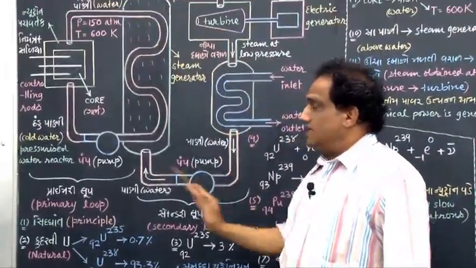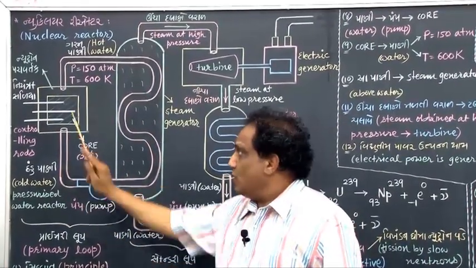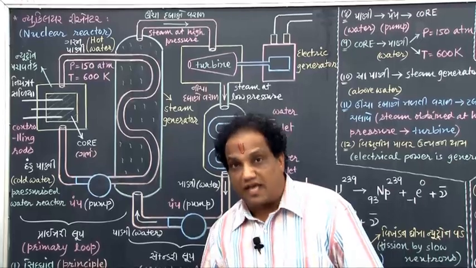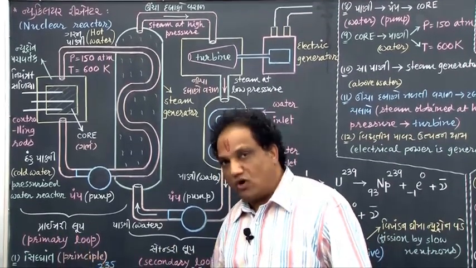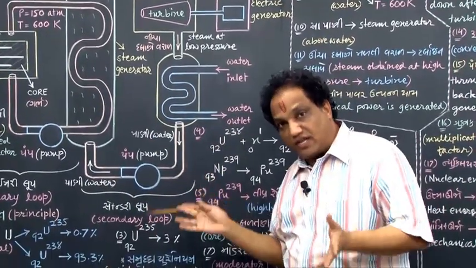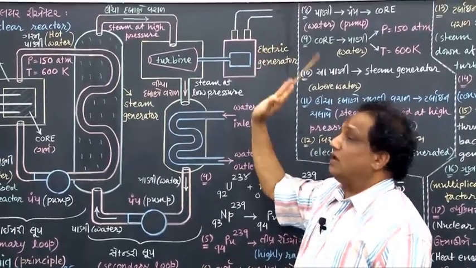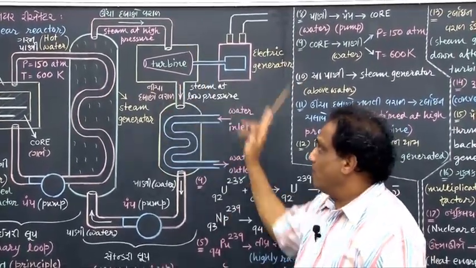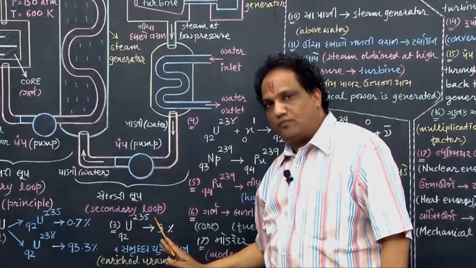My dears, in this setup, the part in which nuclear energy is transformed into heat energy is known as the primary loop. What is it called? Primary loop. And the rest of this nuclear reactor, in which that heat energy is ultimately converted into electrical energy, that whole part is known as the secondary loop. Secondary loop. Okay.